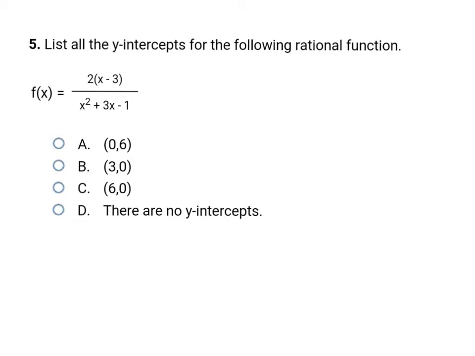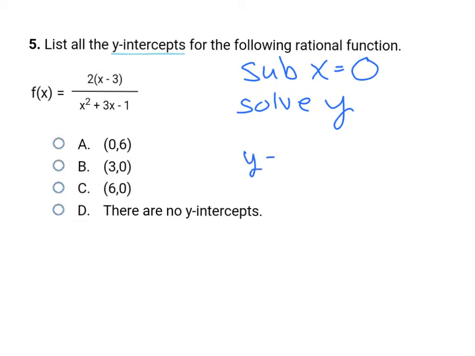This problem here wants to find the y-intercepts of this rational function. So remember, anytime you find the y-intercept, you're going to substitute in x equals 0. So that means anywhere that there is an x, you're going to substitute in 0 and then solve for y. So here, remember, I can write f of x, I can change that to y. And I'm going to have, anytime I have that x, I'm going to substitute in a 0.